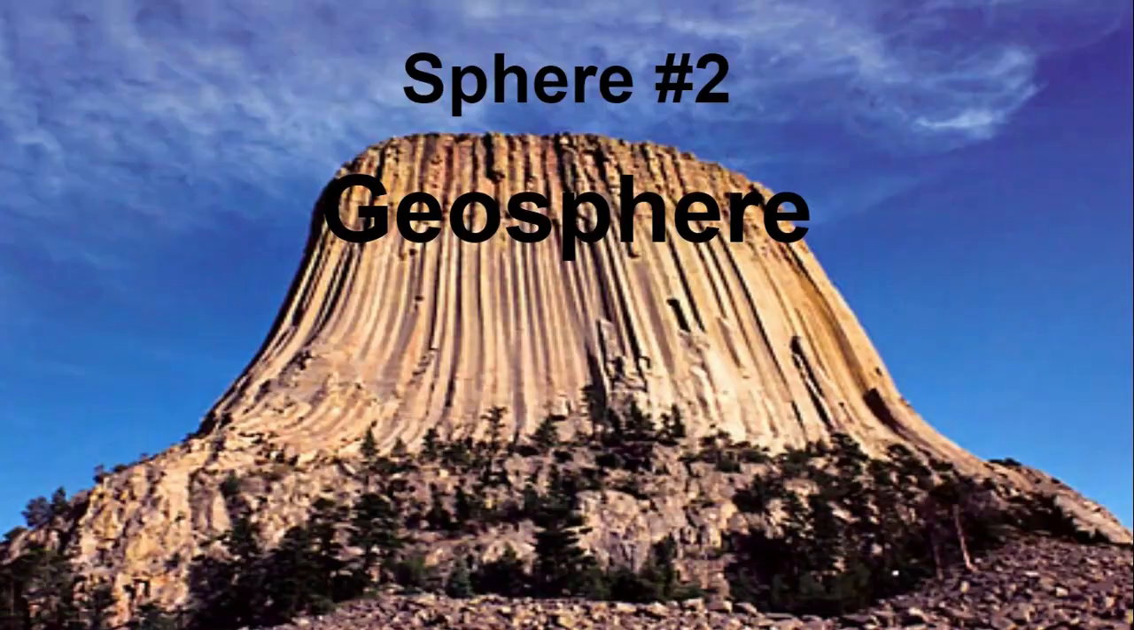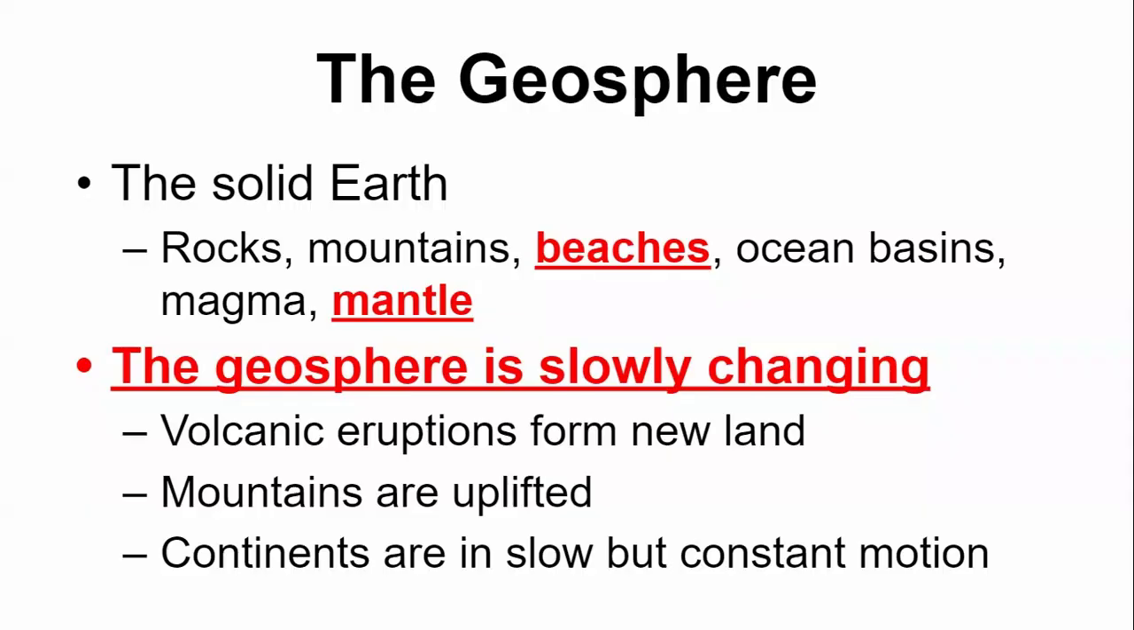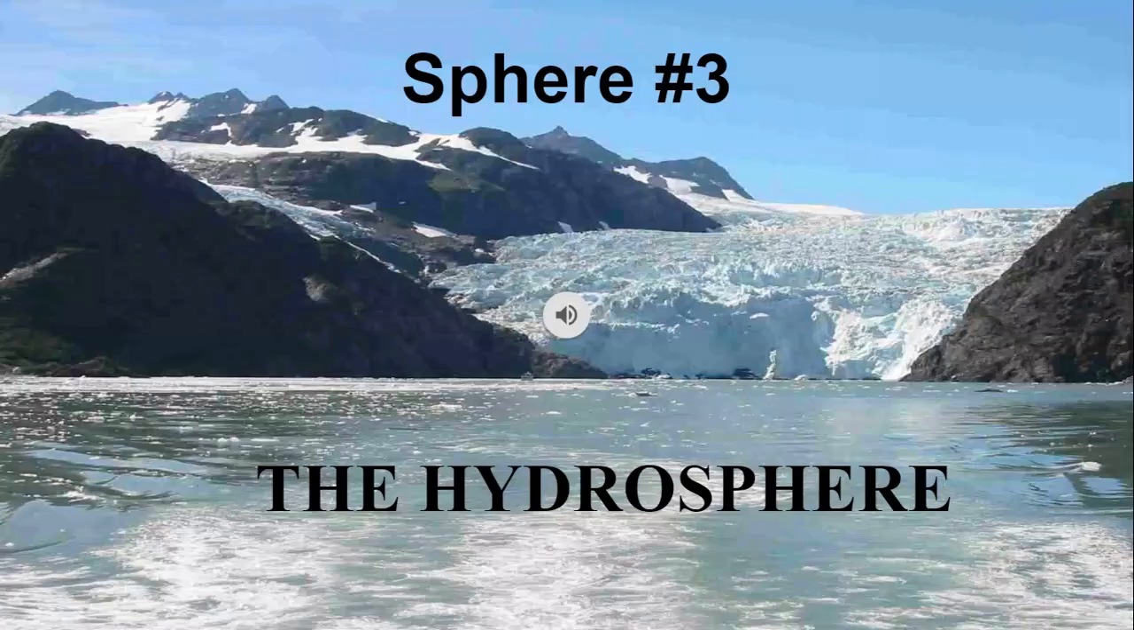Sphere 2, the geosphere. The geosphere is solid Earth. Of course, this includes your rocks, mountains, beaches, oceans, basins, magma, mantle. The geosphere is slowly changing. So, of course, you know volcanic eruptions form new land, mountains are uplifted, and continents are slow but in constant motion.